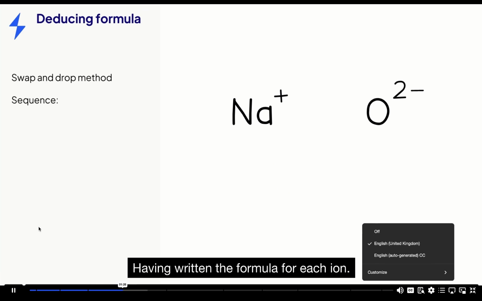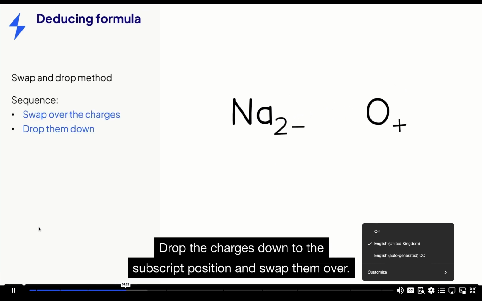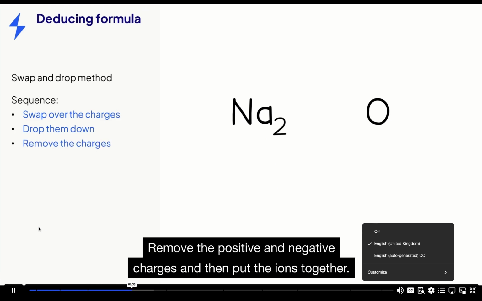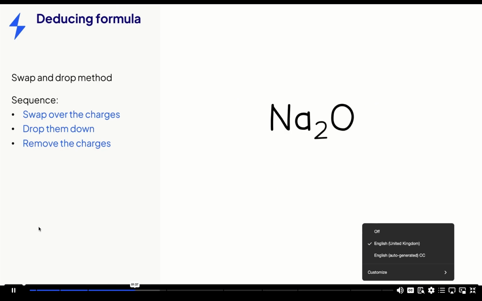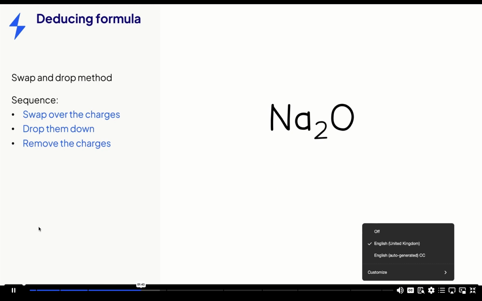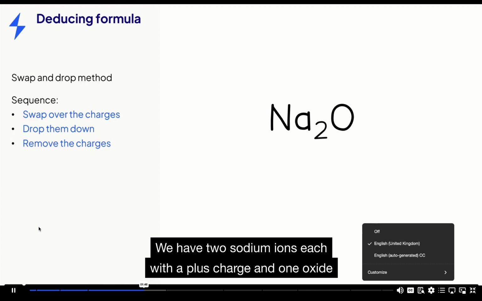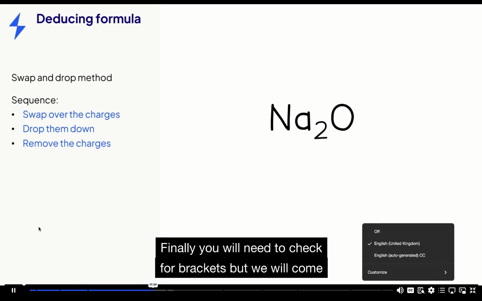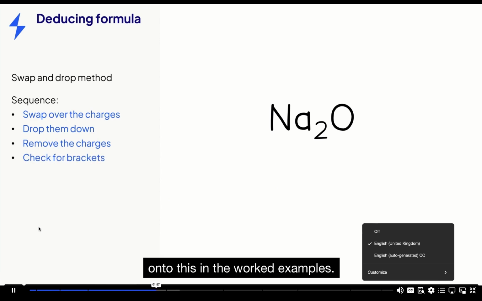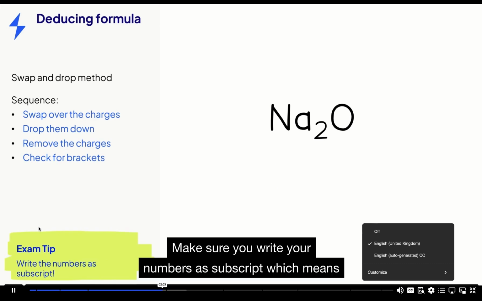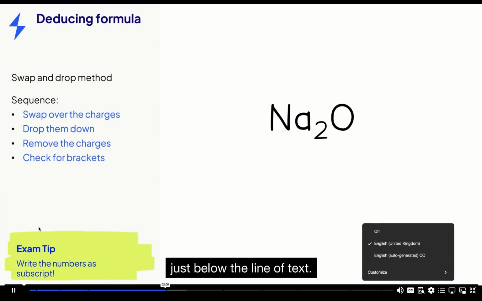Having written the formula for each ion, drop the charges down to the subscript position and swap them over. Remove the positive and negative charges, and then put the ions together. So now we have the formula for sodium oxide as Na2O. We have 2 sodium ions, each with a plus charge, and 1 oxide ion with a 2- charge. These charges add up to 0. Finally, you will need to check for brackets, but we will come on to this in the worked examples. Make sure you write your numbers as subscript, which means just below the line of text.